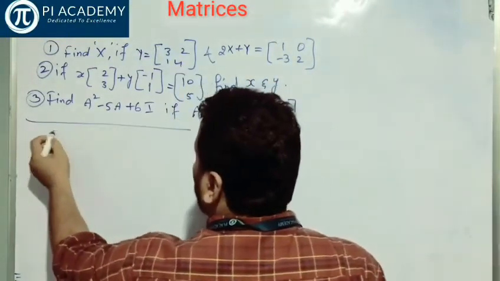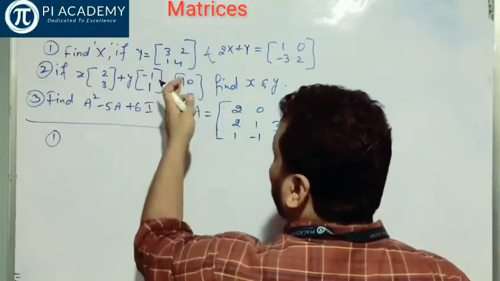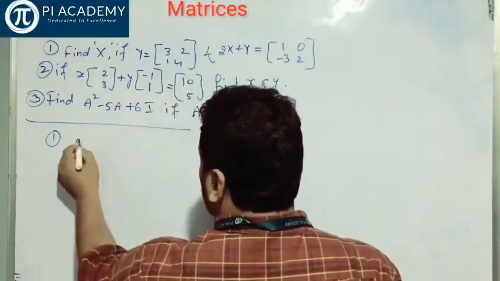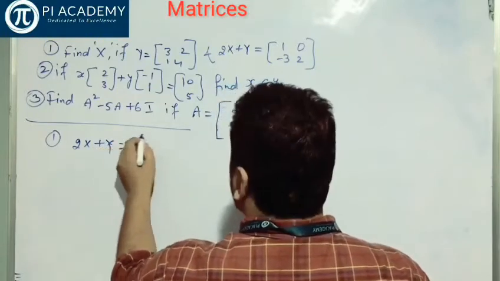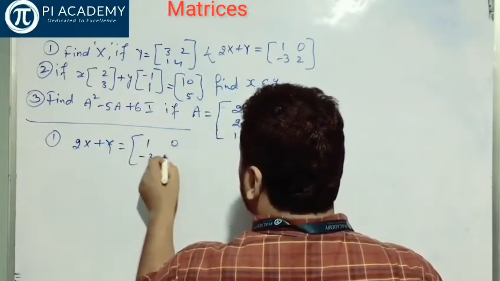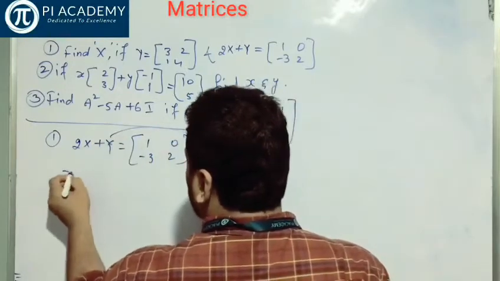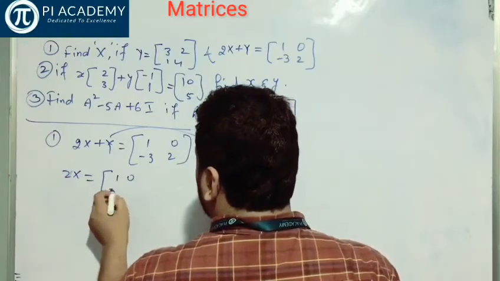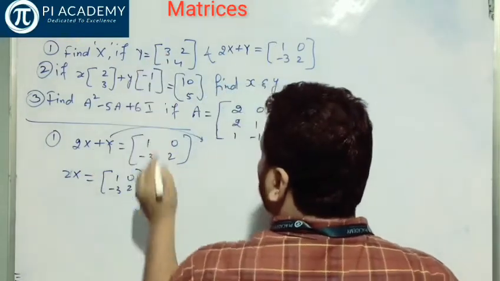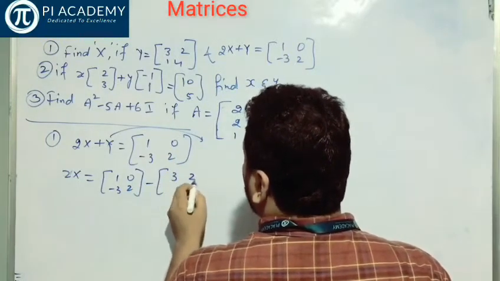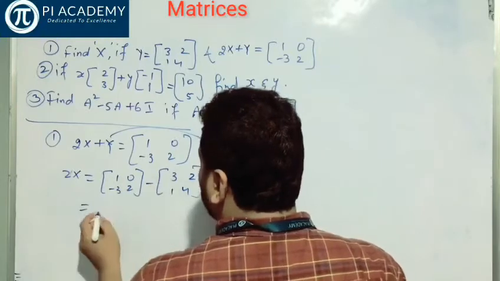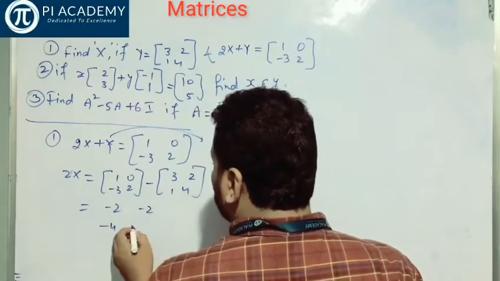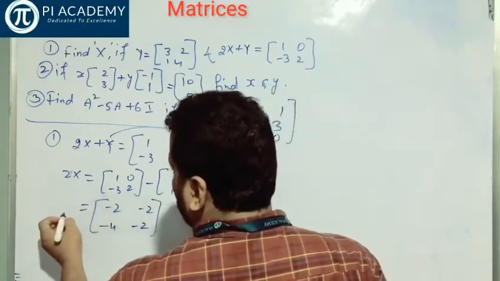The first one, they have given: find the X matrix, if the Y matrix they have given is this one, and 2X plus Y is equal to this. So I will just solve this equation first of all. 2X plus Y, they have given as 1, 0, minus 3 and 2. So I will just transfer this Y to this side, so it will become 2X equals 1, 0, minus 3 and 2 minus Y. The Y matrix is how much? 3, 2, 1, 4. So if you subtract, 1 minus 3 is minus 2, 0 minus 2 is minus 2, minus 3 minus 1 is minus 4, 2 minus 4 is minus 2. So this is your 2X matrix.